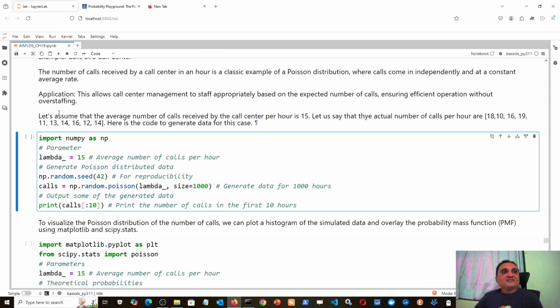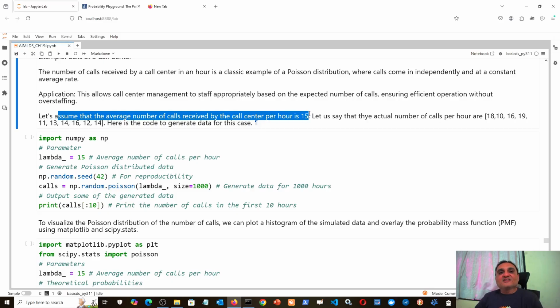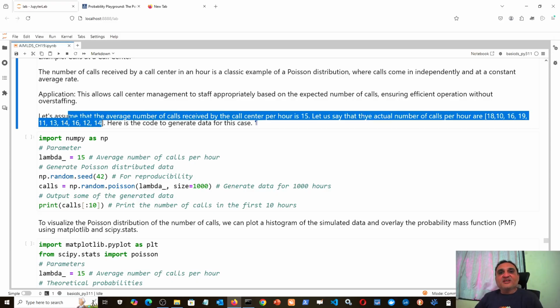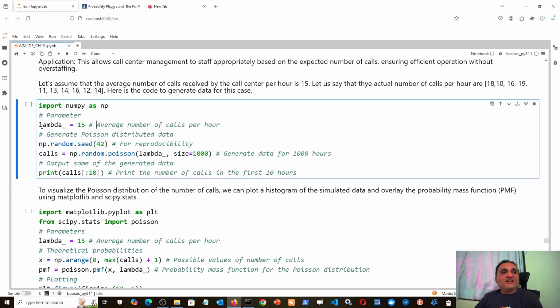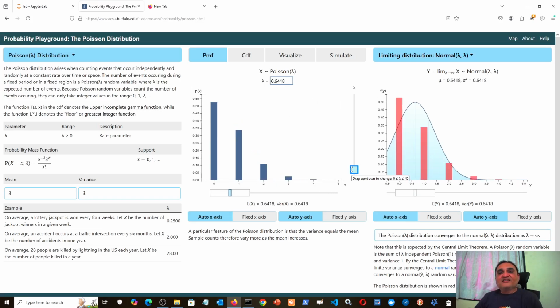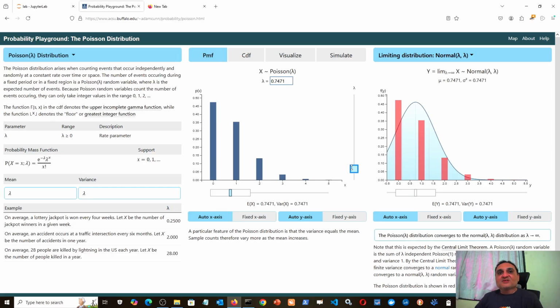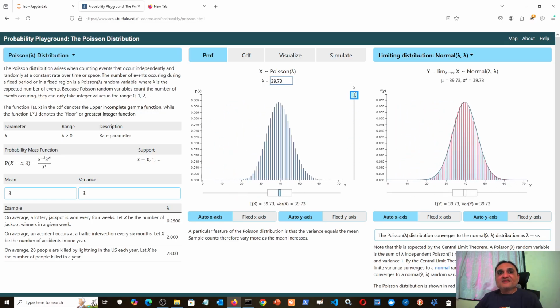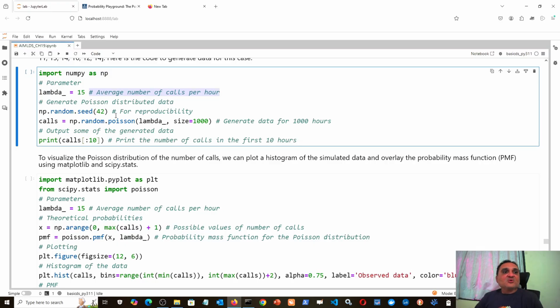Suppose the average number of calls received by a call center per hour is 50. Actually, these numbers were 18 in 1 hour, 10 in another hour, 16 in another hour, 19 in another hour, and like that. So their average is 50. Now let us generate code like that. So you are taking lambda equal to 15, which is nothing but the average number of calls per hour, right? Here, as you make lambda smaller, the distribution becomes less symmetric, say with lambda 1, you get this kind of distribution. But as lambda increases, say to 40 calls per hour, it approaches almost a bell curve, right? So that is the situation.